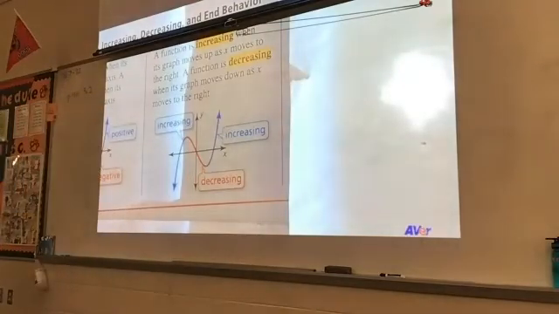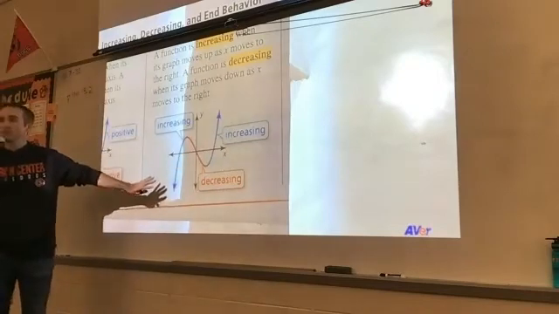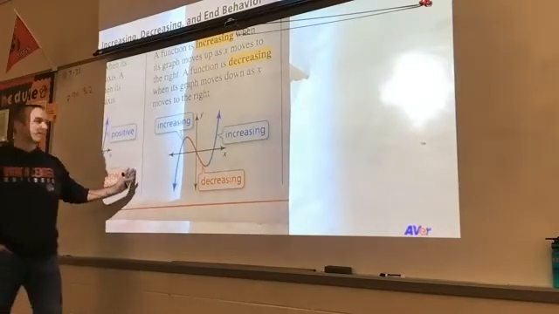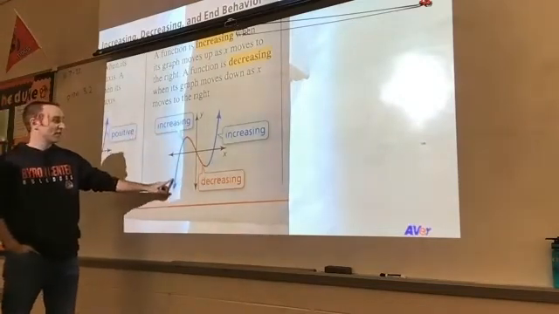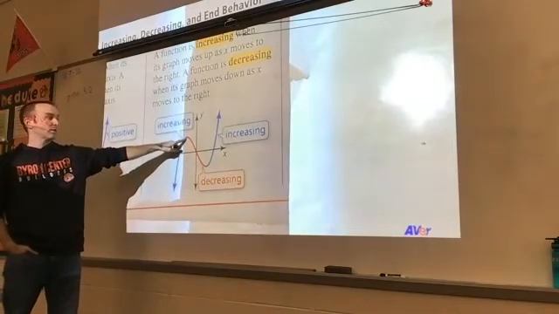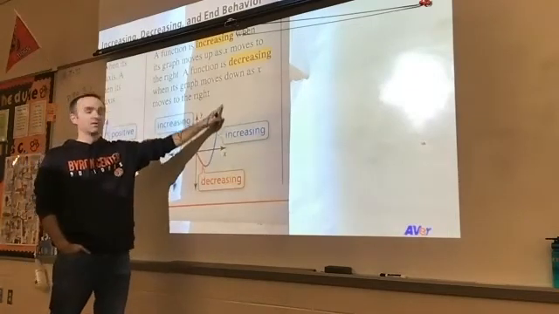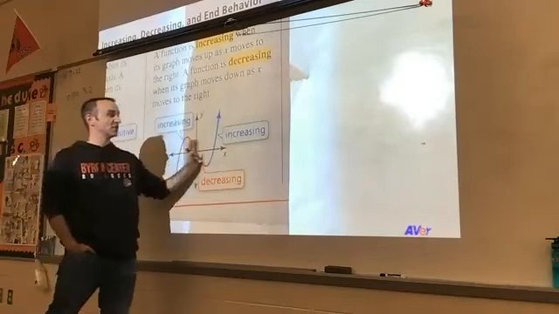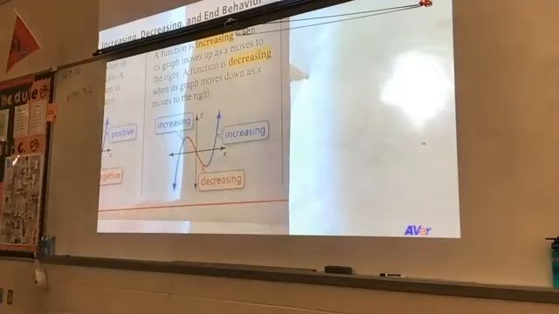For increasing versus decreasing, we are going to read the graph left to right. We're going to ignore the arrows, and we're going to read it left to right, just like we're reading something. And as we go left to right, if it's going up, it's increasing. If it's going down, it's decreasing. Back up, it's increasing. Okay, so we need to be able to find when is it increasing, when is it decreasing.